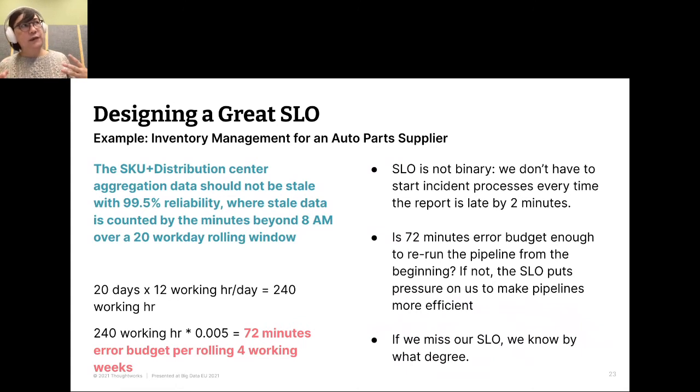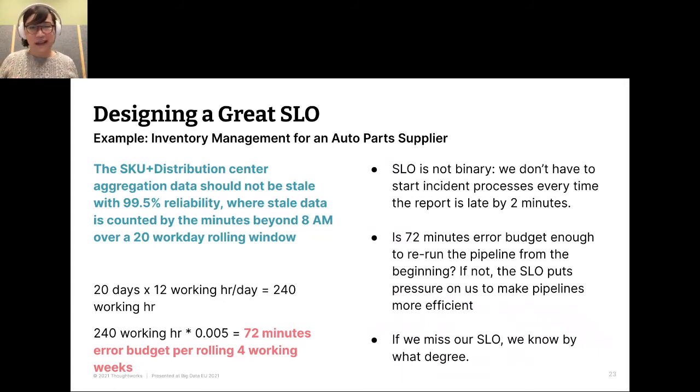So if we give ourselves a 0.5% error budget, that means that over 4 working weeks we have 72 minutes of error budget, where if the data is not fresh, okay, that's fine. What does this give us in a practical sense? It tells us that we have a little bit over an hour per rolling 4 weeks to make sure that our data is fresh.